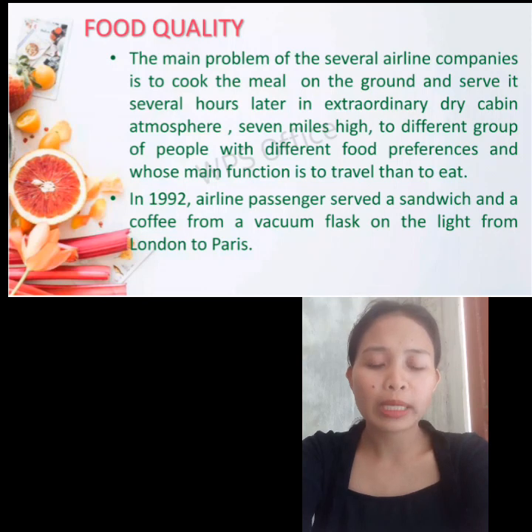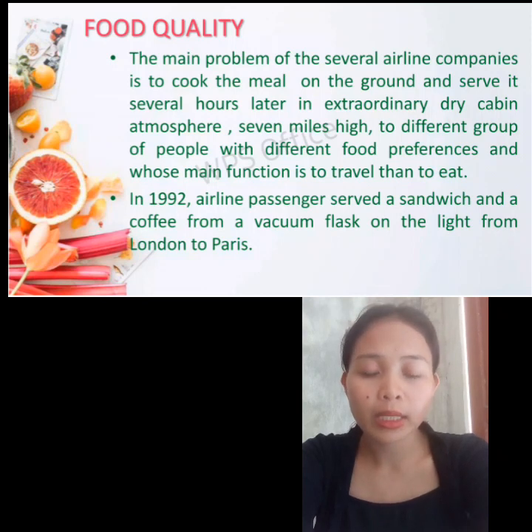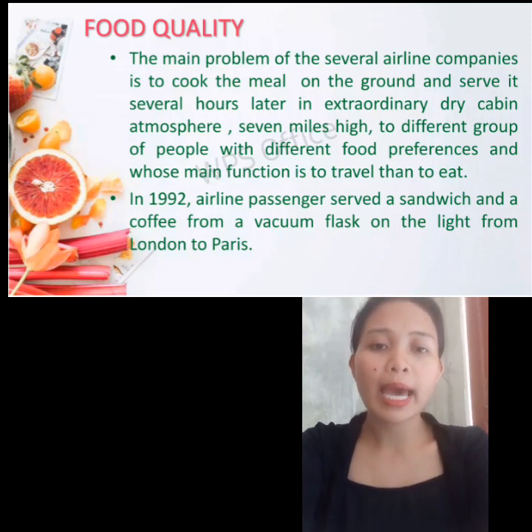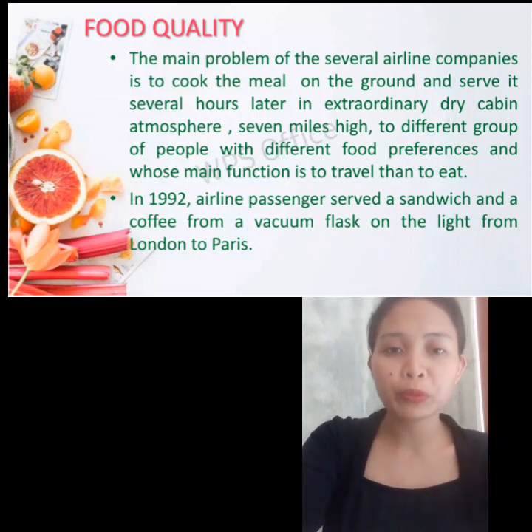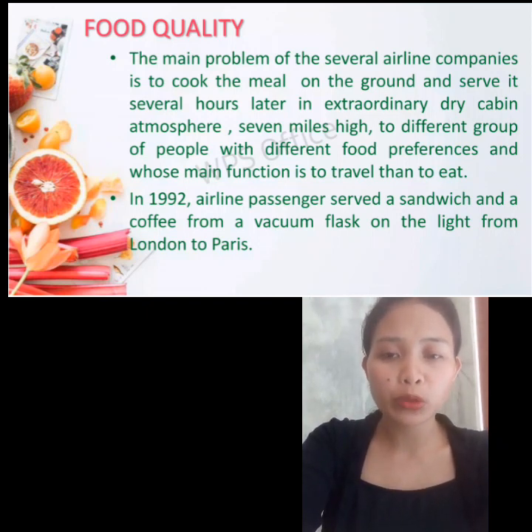Next is food quality. The main problem of several airline companies is to cook the meal on the ground and serve it several hours later in an extraordinarily dry cabin atmosphere 7 miles high, to different groups of people with different food preferences, whose main function is to travel rather than to eat. In 1992, airline passengers were served a sandwich and a coffee from a vacuum flask on the flight from London to Paris.